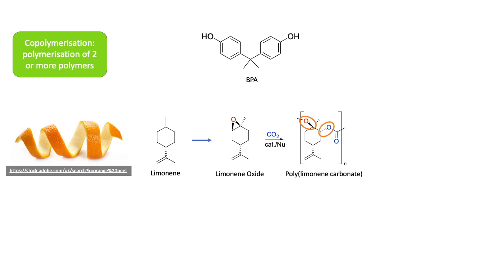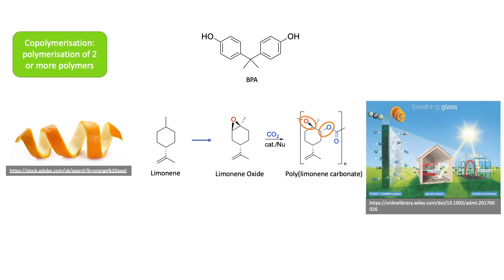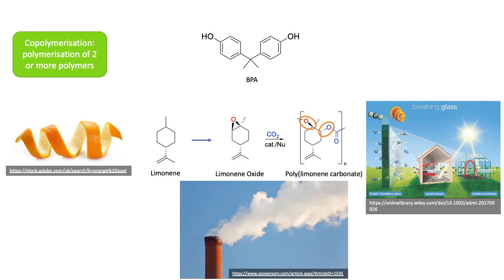These films are permeable to gas and have a high selectivity for carbon dioxide, so it's proposed to use these films for breathing glass, to remove carbon dioxide from houses and bring it into greenhouses. But with pressures of carbon dioxide being quite low, it was suggested it could be used in carbon capture technology to remove carbon dioxide from exhaust gases from combustion sites, so the carbon dioxide can be stored or utilised.